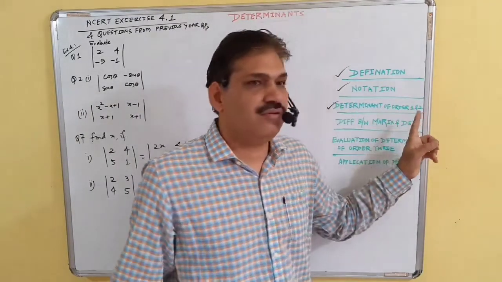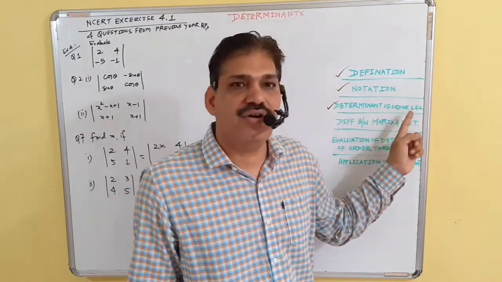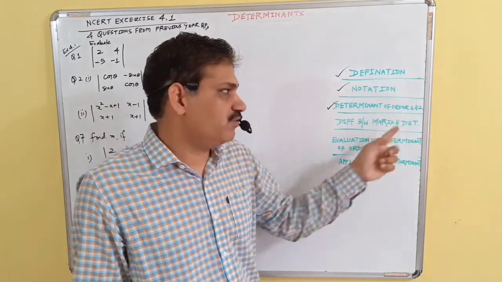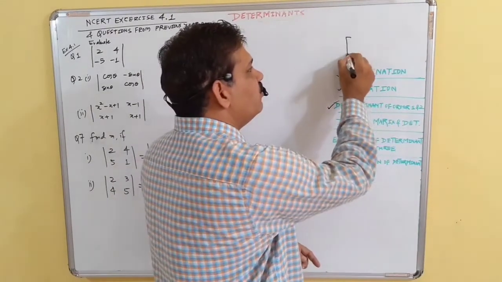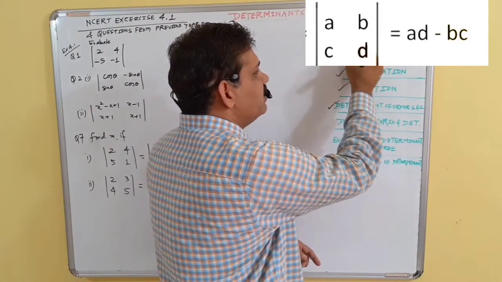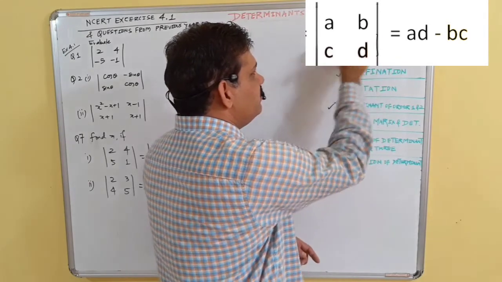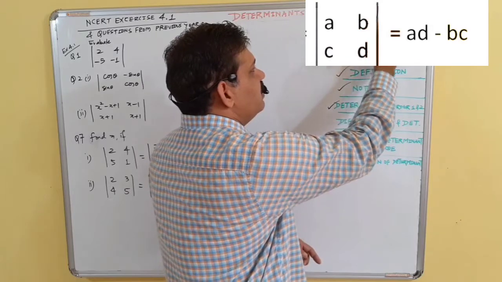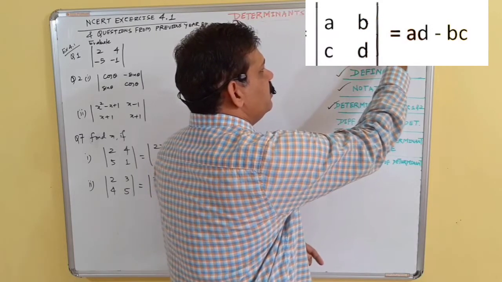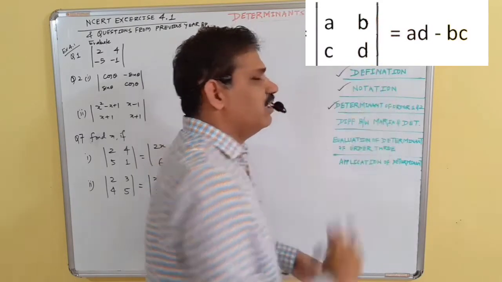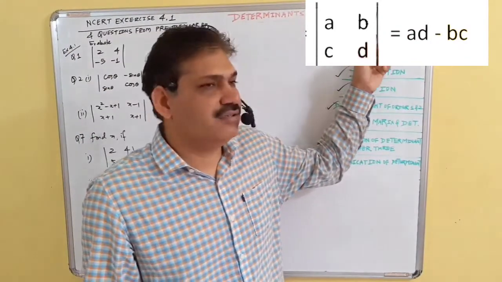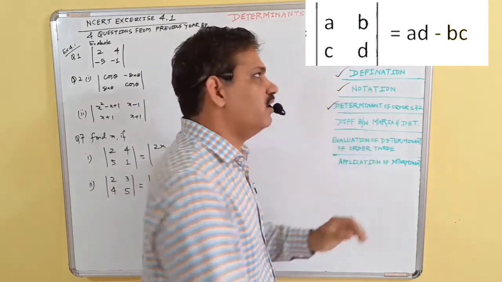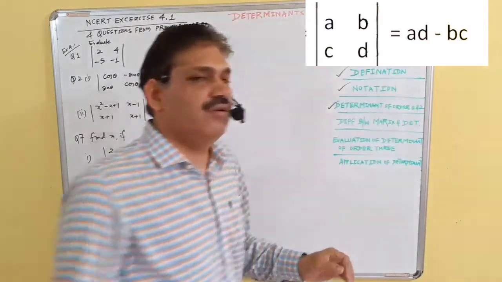Determinant of order 1 and 2. When we talk about determinant of order 1, then the element itself is the answer, the value of the determinant. And when we talk about the determinant of order 2, well, I have a matrix A, B, C, D, then its determinant A, B, C, D will be given simply as AD minus BC: the product of elements in leading diagonal minus the product of elements in non-leading diagonal.